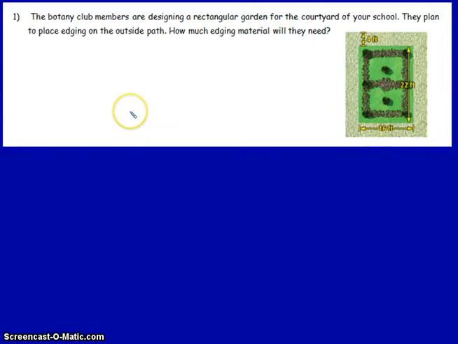Okay, for number one, it talks about wanting to edge the outside path of a courtyard, and you have to know what edging means to be able to do that. Edging just means kind of like a border around the outside. And if you look at the picture, you see that the garden is actually 16 by 22, but we want 4 feet in between the garden and the edging. So 4 feet all the way around.